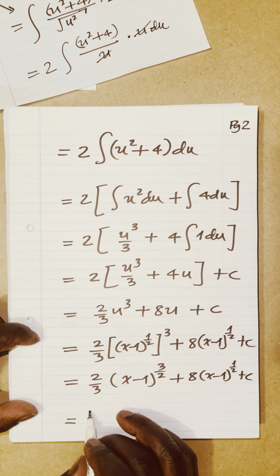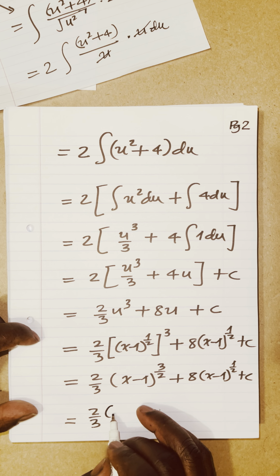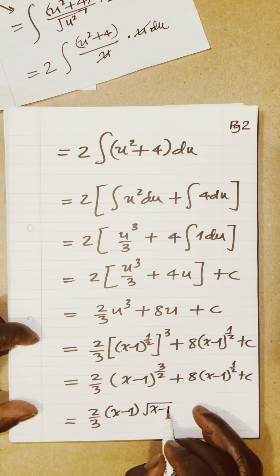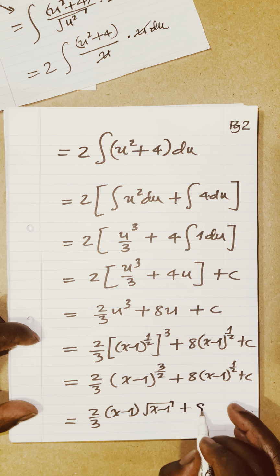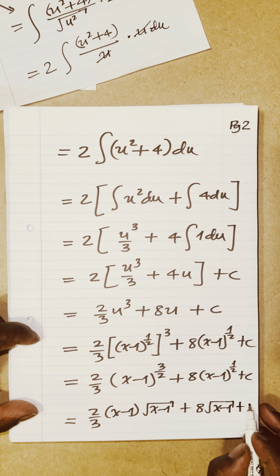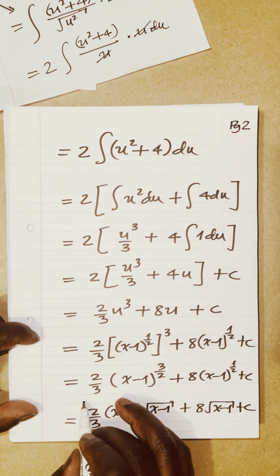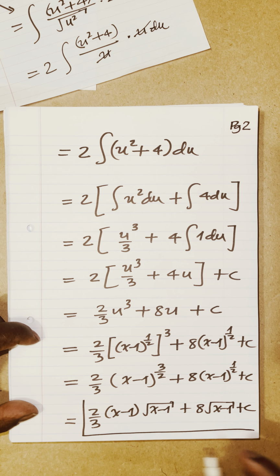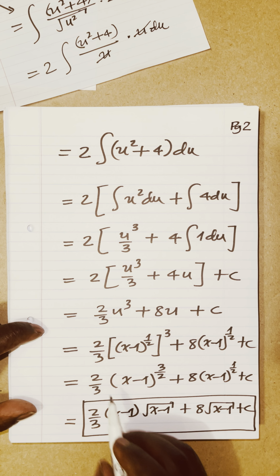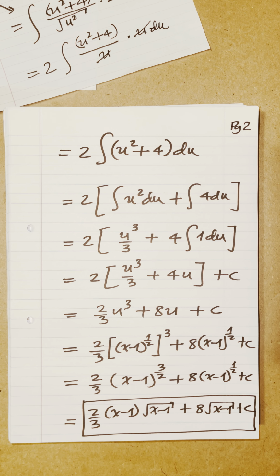This will be 2/3 x minus 1 times the square root of x minus 1. And then we have plus 8 times the square root of x minus 1. And then plus the constant of integration. We know that c is a real number, constant of integration. This is how you evaluate this integral. Stopping here or there is just fine. There is no problem at all.